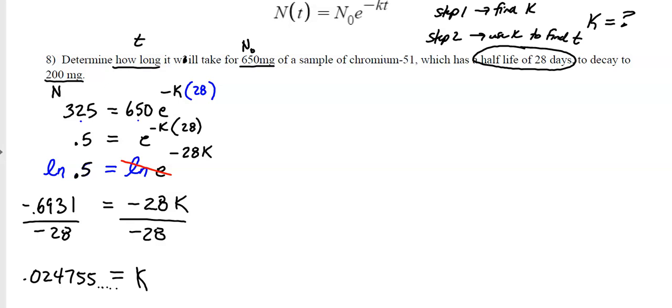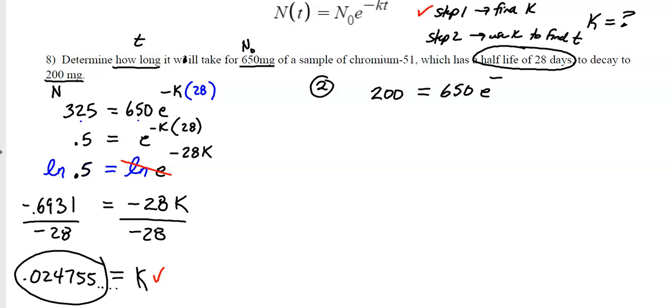So I've achieved step 1. Step 1, check. I found k. Well, now we're actually going to try to solve the problem. So now for step 2, let's use the numbers they give us. We want to know, when are we going to get to 200? We started with 650. We want to end with 200. We know the equation has an e in it. We know it has a negative k, but now I know what k is.